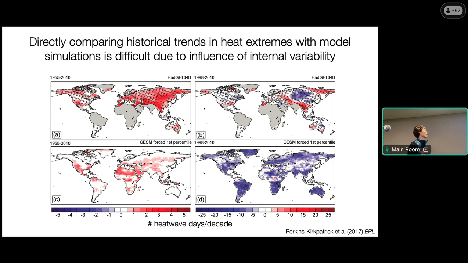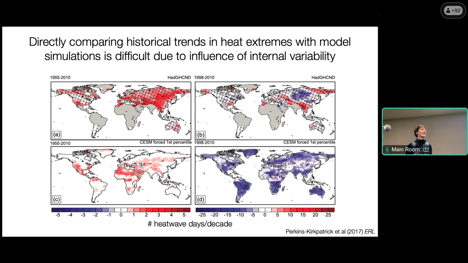And then on the bottom, they're actually just focusing on this figure on kind of the lower range of how small could your transient heat extremes be due to sampling of internal variability. So on the bottom is the first percentile across the CESM1 large ensemble of trends in those same heat extreme metrics for that longer period on the left and the shorter period on the right.